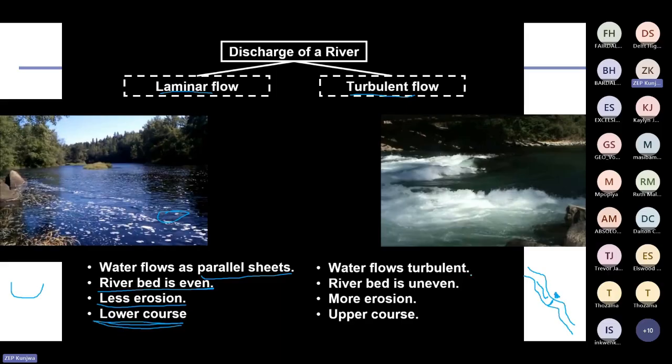And then you've got your turbulent flow. As you can see there, the water is so rough, because the riverbed is uneven, which means there are things in the riverbed that are not straight, so the water is disturbed. Also, there is more erosion there because the water has got energy and is moving faster, and it is found in the upper course. So that is mostly where this type of flow is going to be.